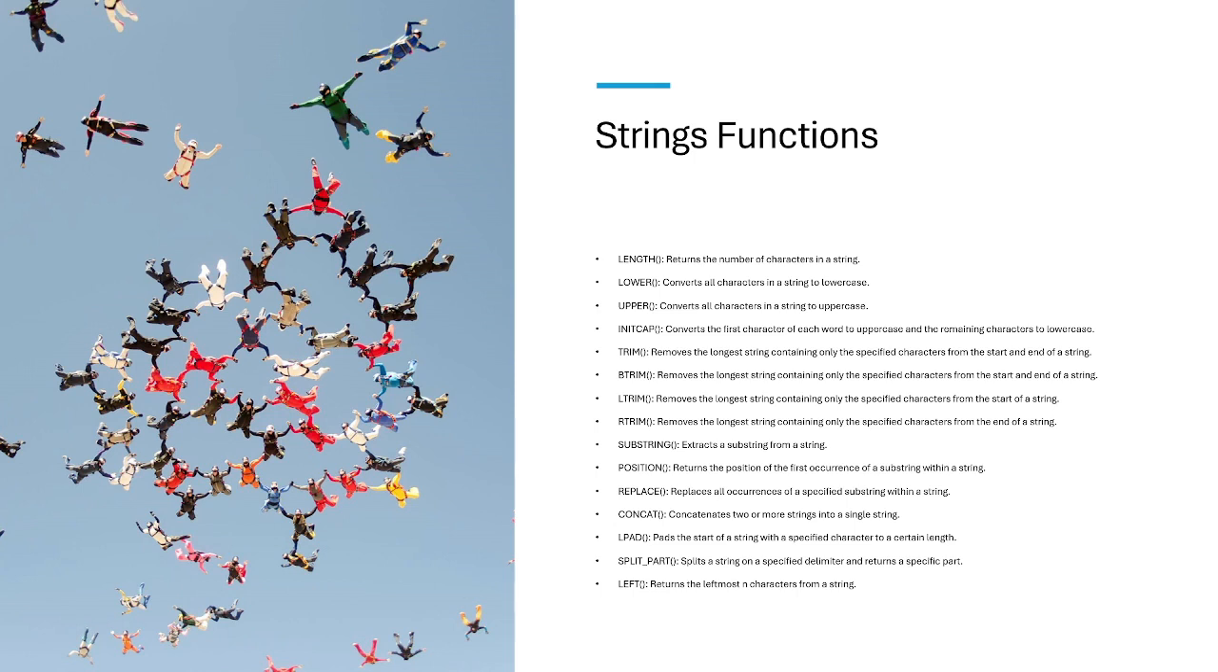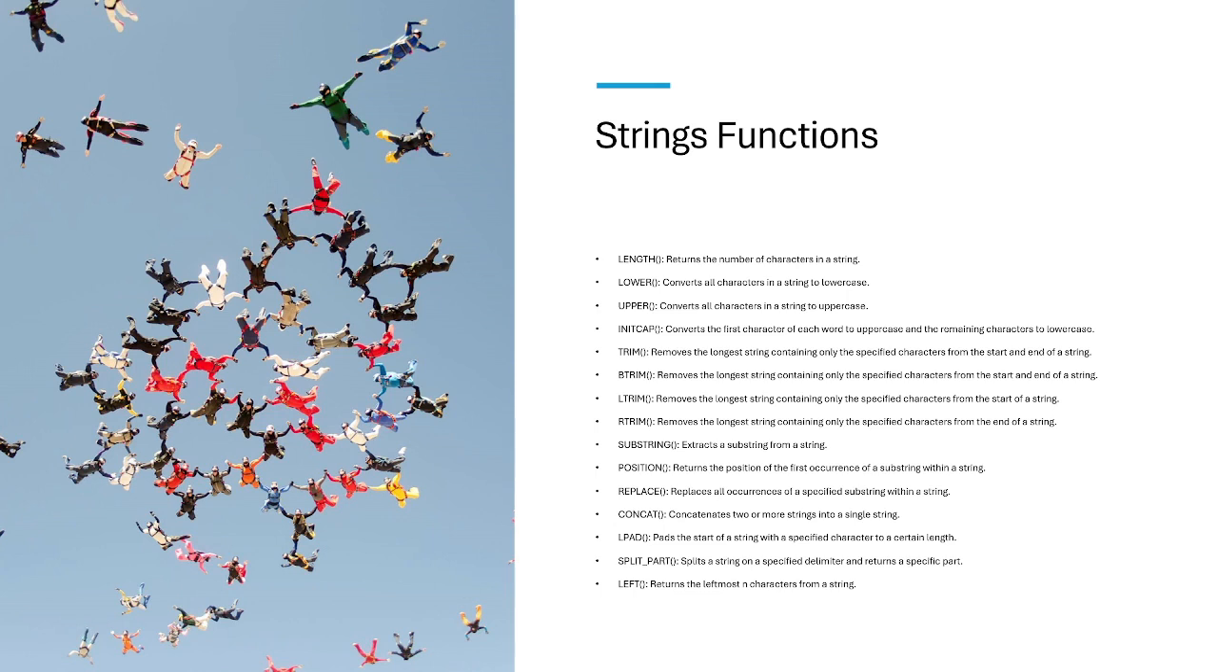We have the init cap. This converts the first character of each word to uppercase. That's init cap. We have the trim. Trim removes trailing spaces before or after a text. We have the B trim. We have the left trim. We have the right trim. Left trim and right trim remove trailing space on the left hand side and trailing space on the right hand side.